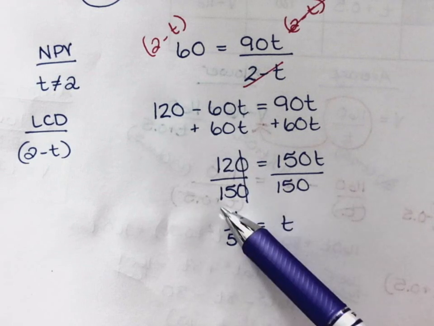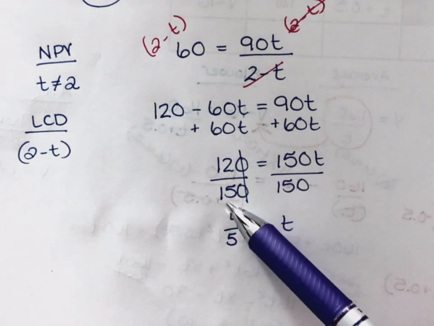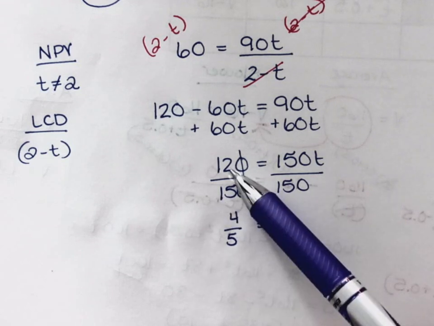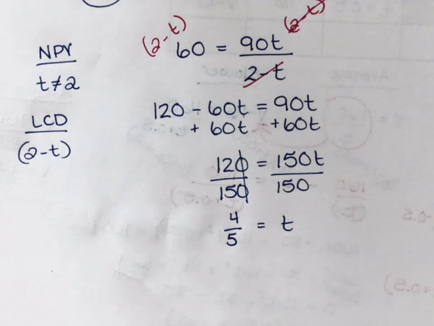So I'm looking at 12 over 15. What number can come out of 12 and 15? 3. So 12 divided by 3 is 4, and 15 divided by 3 is 5. Is that T good or bad? Good. We checked against our NPVs and it makes sense because it's positive.